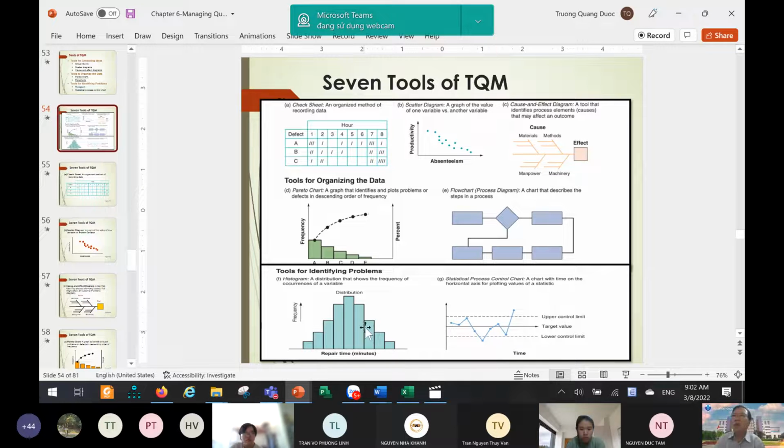Another one is the histogram, and here, statistical process control. So you can see that within that kind of time, they will check whether it is still in the range, or we call it the control limit, or not. If still in control, that's okay. But if out of control, we have to stop. Okay? So there are 7 types.